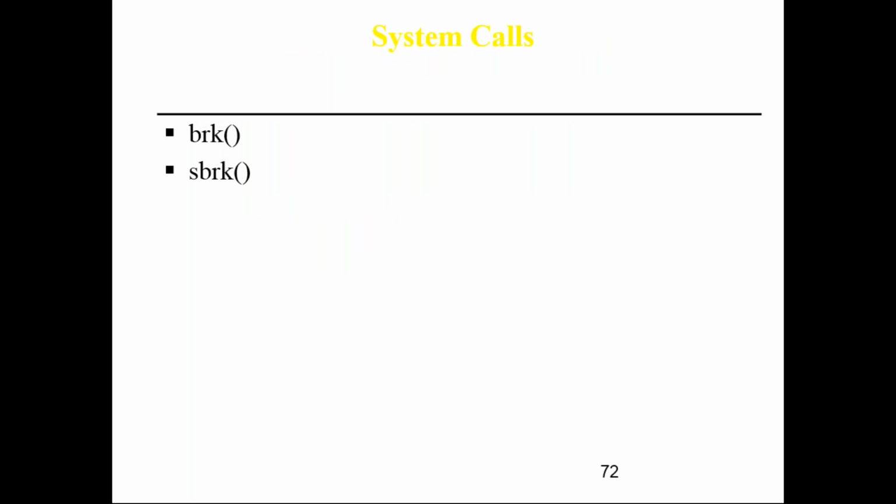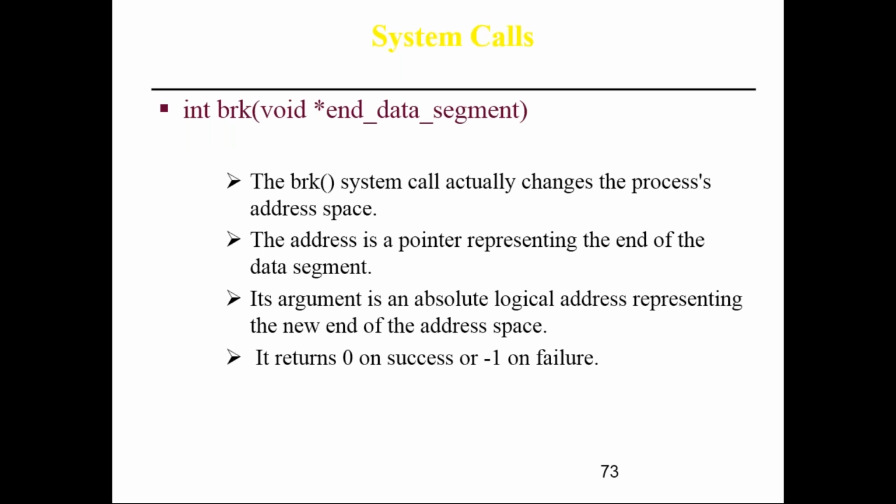These are a few system calls, brk and sbrk. That is actually your break. That means you want a system call to change the process address space. If you want to put a break, or point to somebody else's memory space, or move the process, then you go for the brk system call. It is a logical address representing the end of your address space. So it will return 0 or -1.